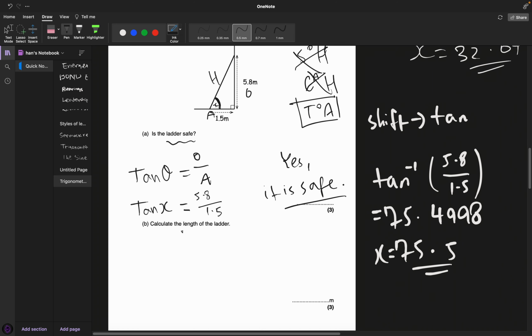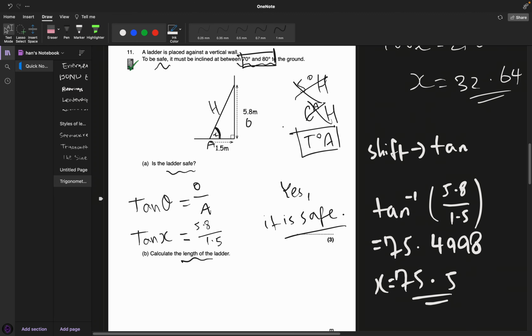Now they want us to calculate the length of the ladder. Well, if you're confused what the length is going to be, we're already provided these two, so it's going to be the only one remaining, right? So we're supposed to find the hypotenuse now. Well, there's 2 ways you could do this. You could use SoH CaH ToA, and you could use this angle and this angle to find the hypotenuse, or you can use Pythagoras' theorem, because a squared plus b squared is going to equal c squared.